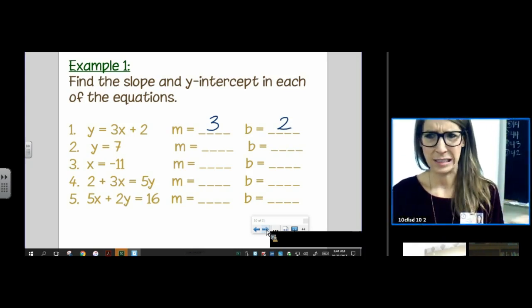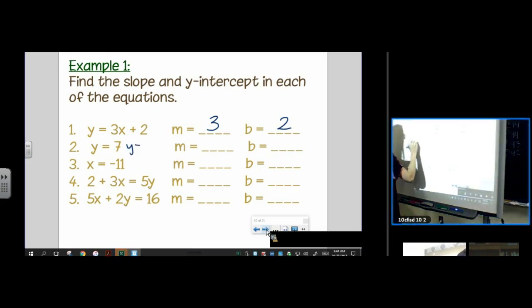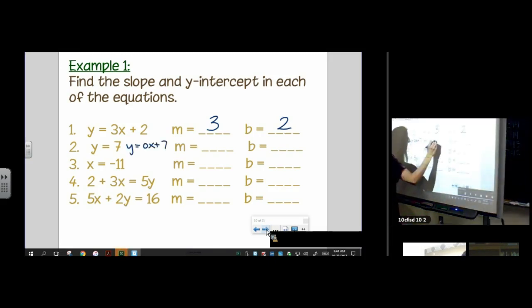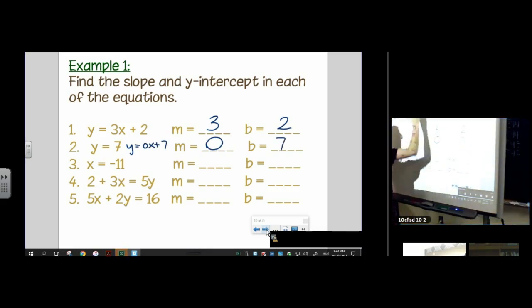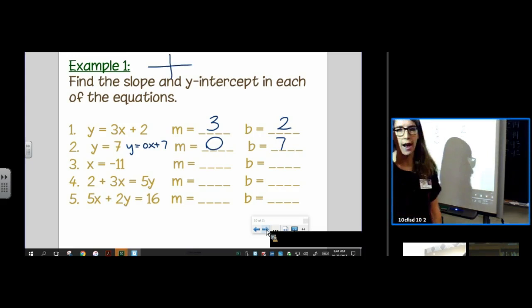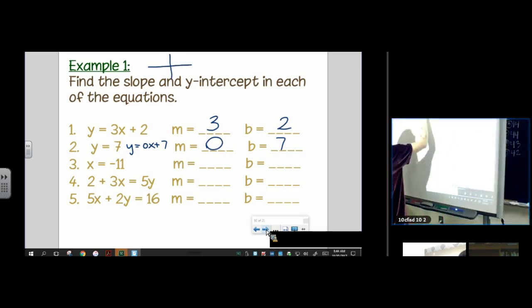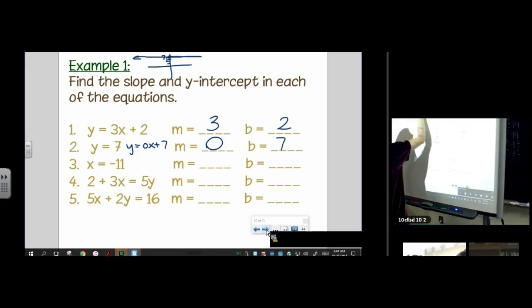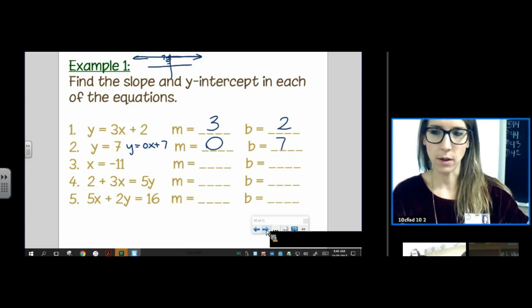Y equals 7. What's the slope of that? Like, there is no x. So think of it as y equals 0x plus 7. Believe it or not, the slope is 0 and the y-intercept is 7. You can also just visually graph it. Y equals 7 means you go to the y-axis, you go to 7, and you have to stay at 7 forever and ever. You're stuck at 7 for all of eternity, and that line has a slope of 0.